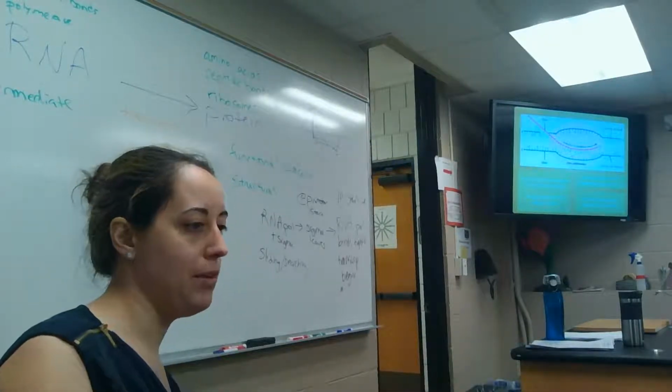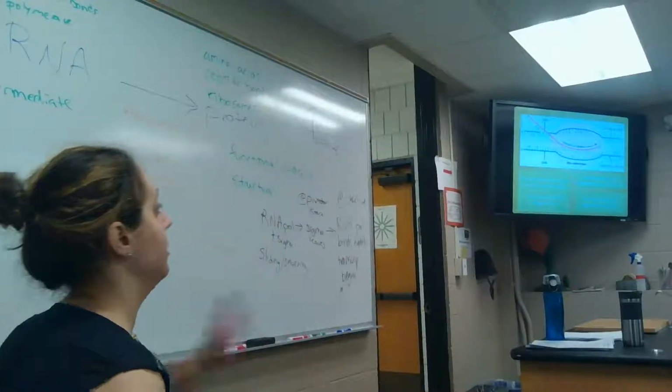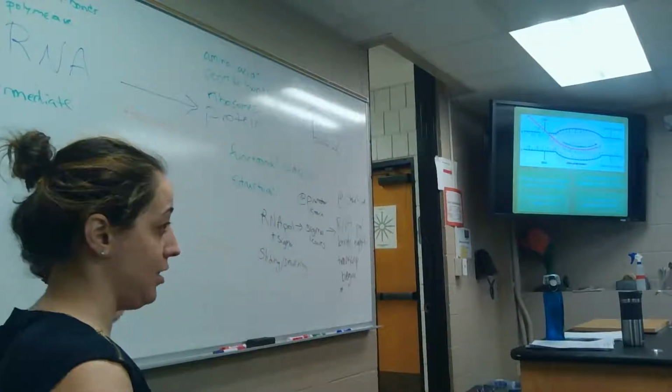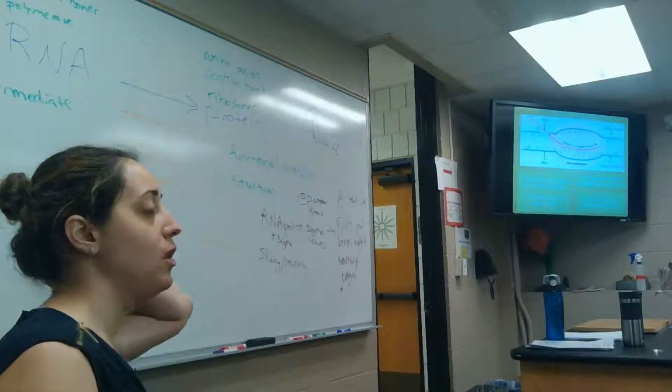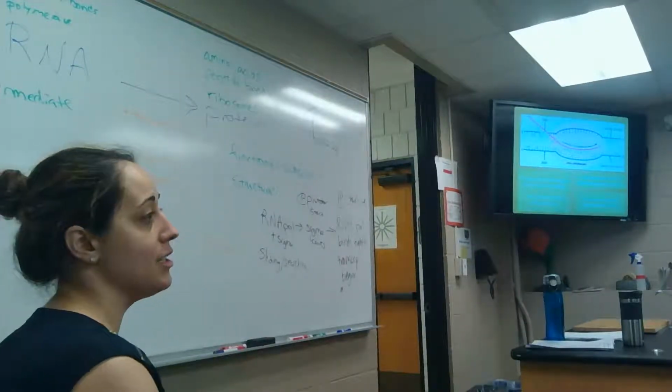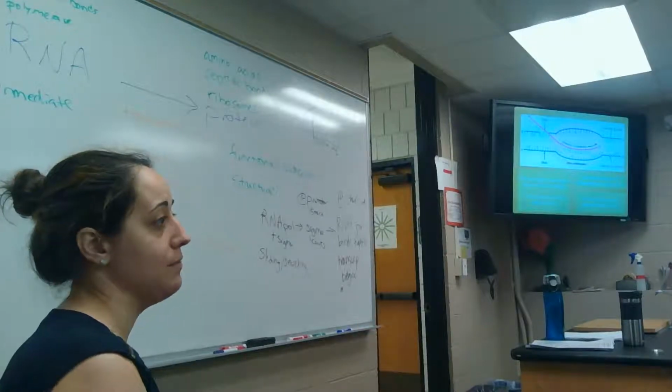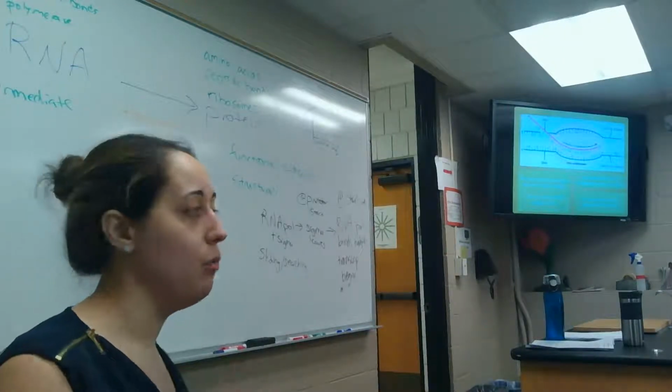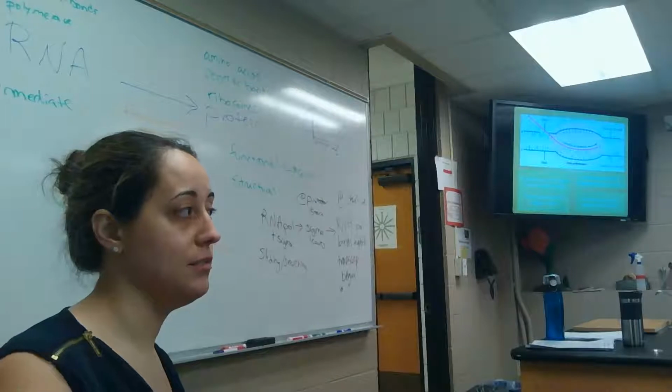And again, remember that for this gene, the top strand is the coding strand. For the next gene in the genome, the coding strand might be the bottom strand. It depends on where that promoter is.